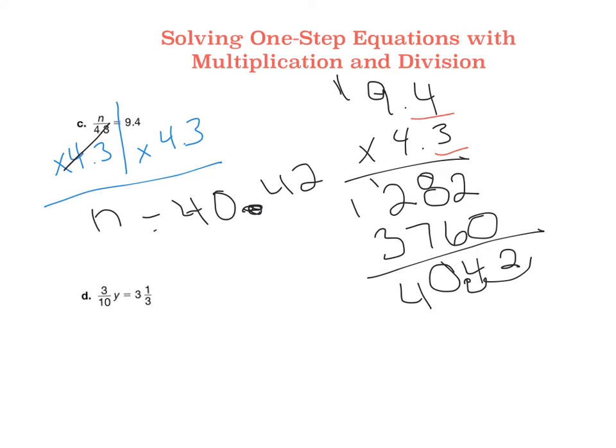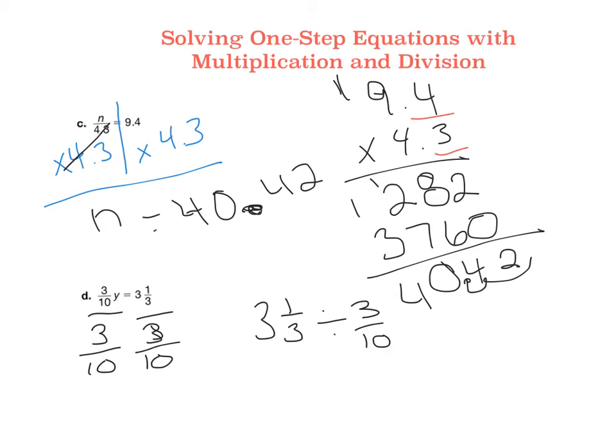So we know it's multiplying, so we need to divide. And this one I am going to rewrite so we can think about it mathematically with fractions. So 3 1/3 divided by 3/10. And we should remember when we have fractions, to divide, we actually change it to multiplication and flip the second fraction. But first, I'm going to change the first number to an improper.